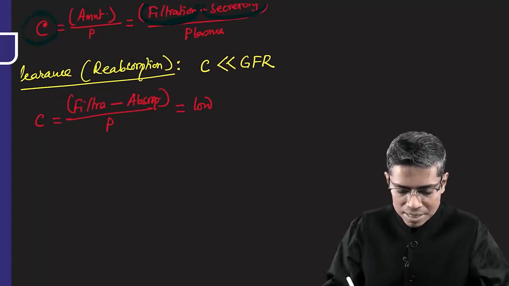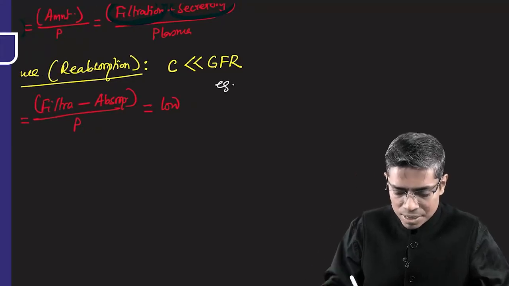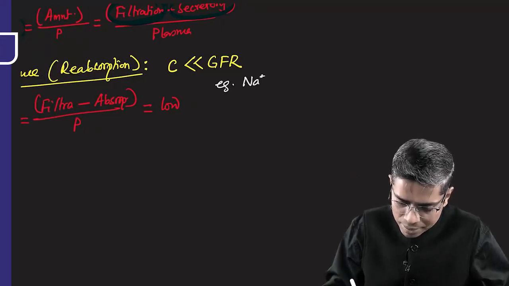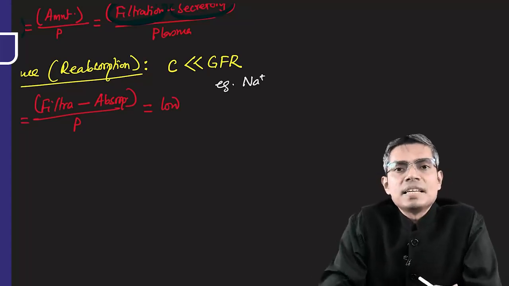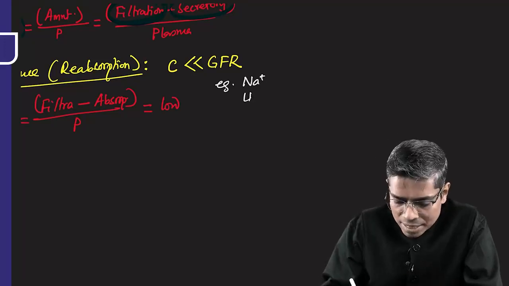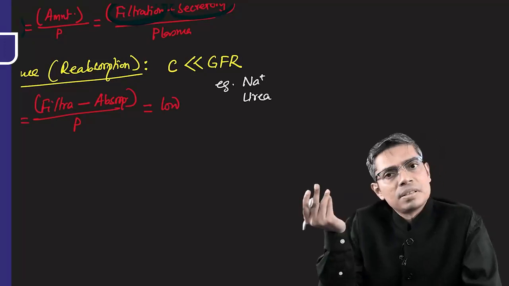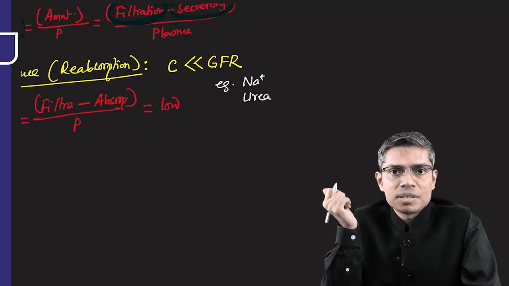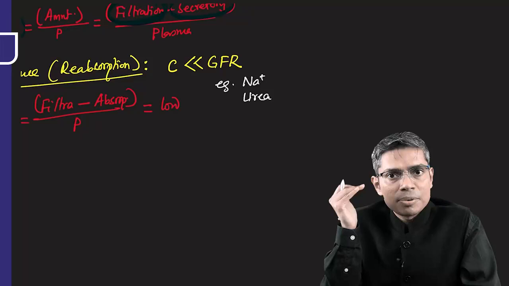Okay. What is the example of this kind of substances? The examples are many. An example of this kind of substance is sodium. Okay. 99% of sodium is getting reabsorbed at the level of the nephron. So obviously the clearance will be less. Urea is getting reabsorbed at the level of the nephron. The clearance will be less. Approximately 50% of the urea is getting reabsorbed at the level of the nephron.